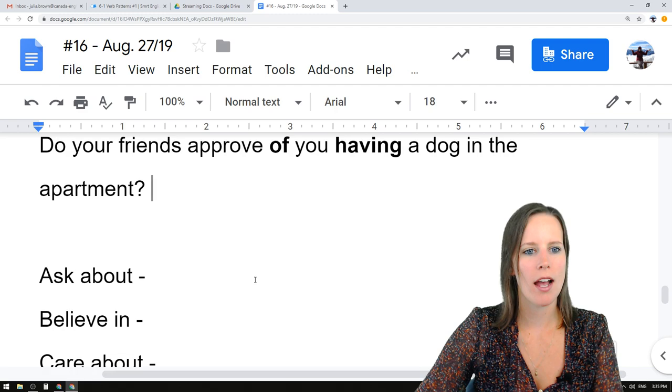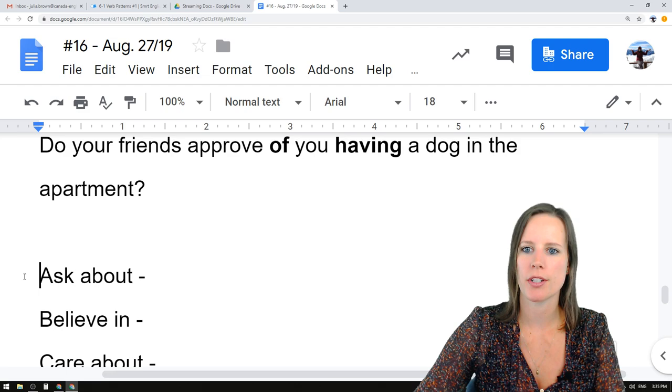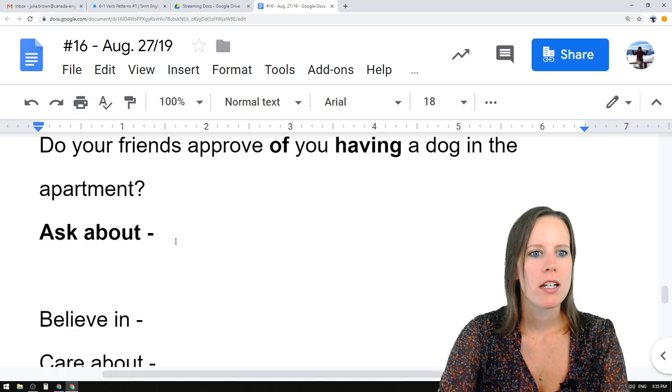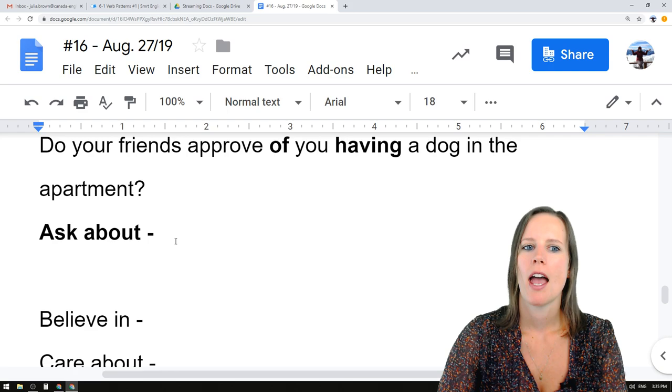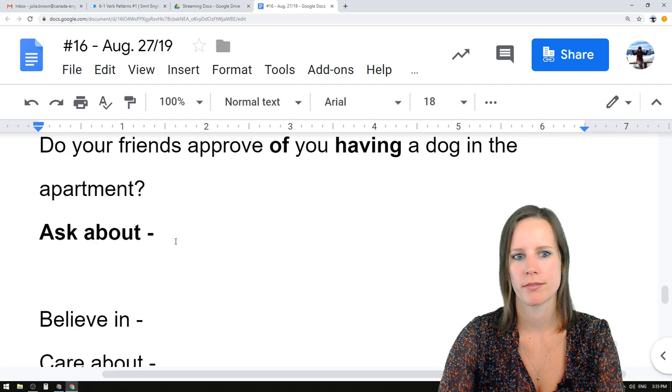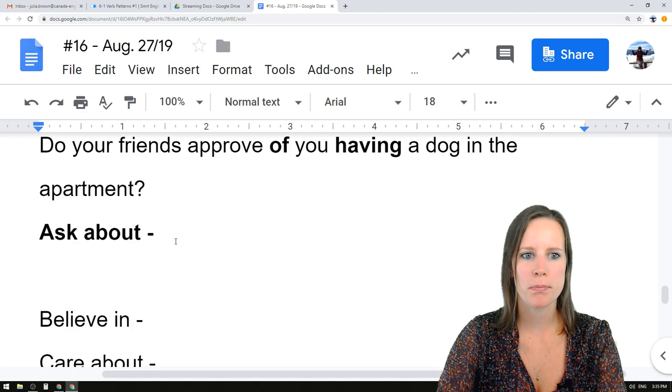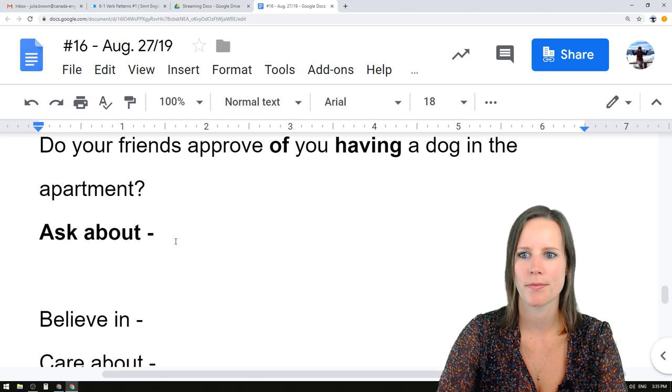Hamuz, your sentence would be a little different. Your sentence would be, because you're speaking generally, scientists have approved that smoking is harmful. Okay, so your preposition would be that. Gertie, we approve of our daughter going out with her boyfriend. Good sentence, good sentence. Okay, let's go on to the next matchup, which is ask about.